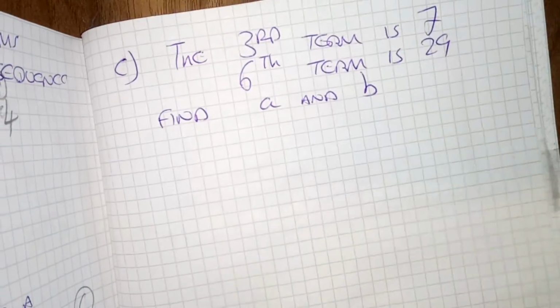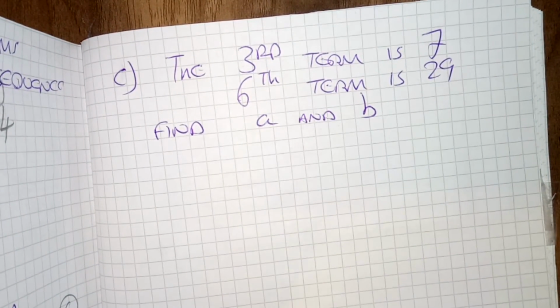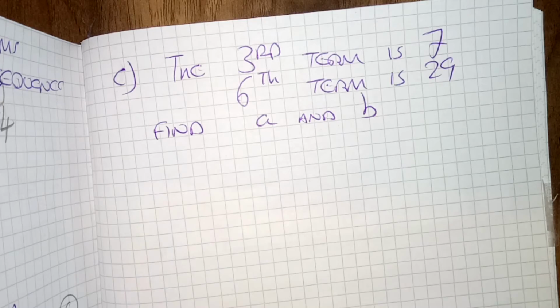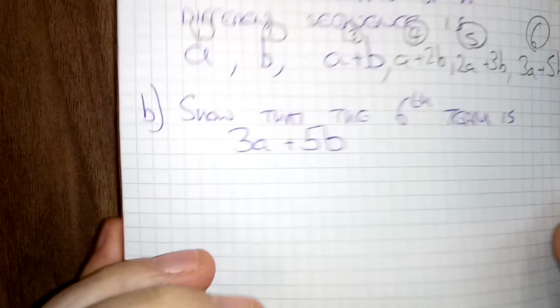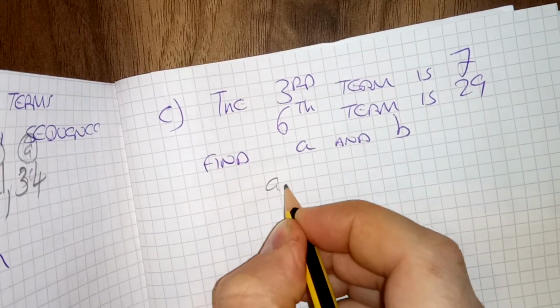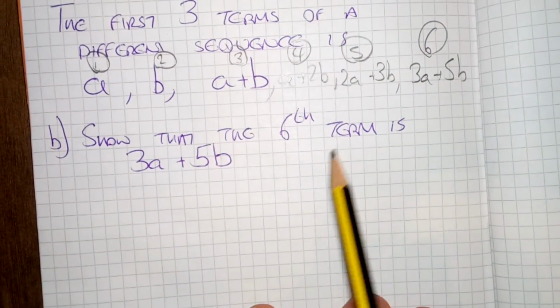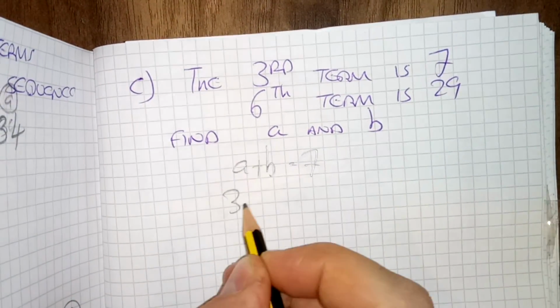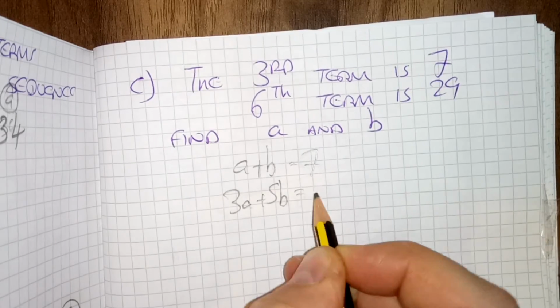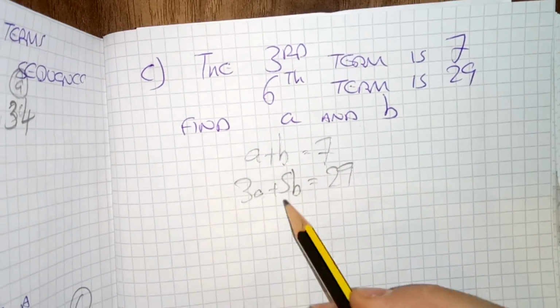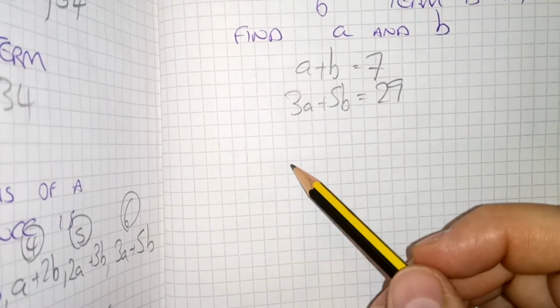Right. The 3rd term of the sequence is 7, 6th term is 29, find A and B. Right, we know that the 3rd term, if we look at this, is A plus B. So I know that A plus B equals 7. And I also know that my 6th term is 3A plus 5B. So I know that 3A plus 5B equals 29. Okay, this is a simultaneous equation we just have to solve.